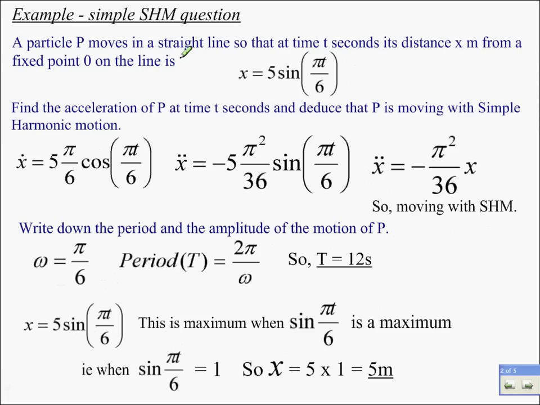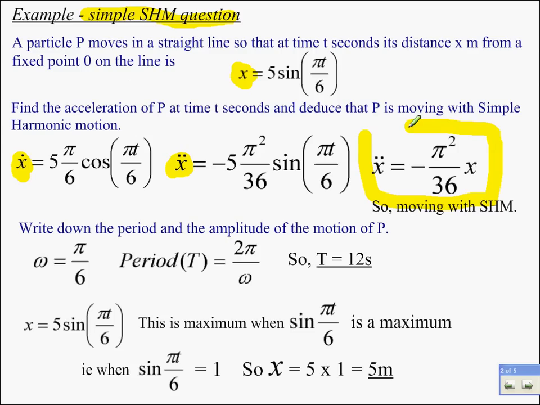Okay, a lovely example here of a simple SHM question. We have the displacement given by 5 sine pi t over 6, and we firstly need to get the simple harmonic equation for that. So we've got x. If we differentiate to get x dot, then we get this. Differentiate again to get x double dot, we get this. So the acceleration is equal to this. We simplify and we get this.